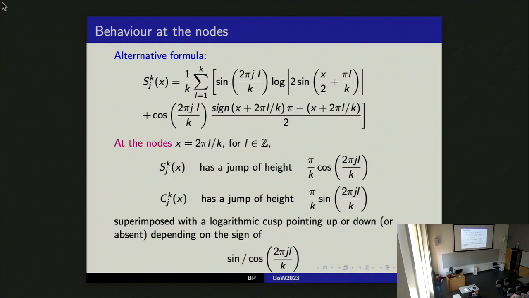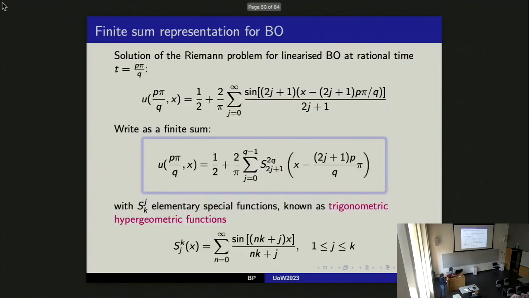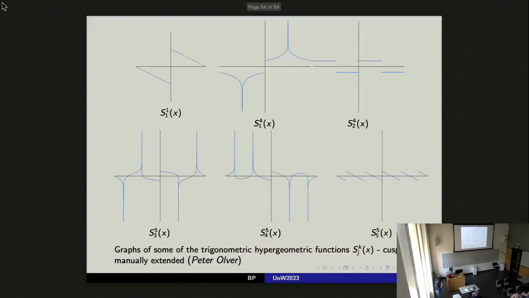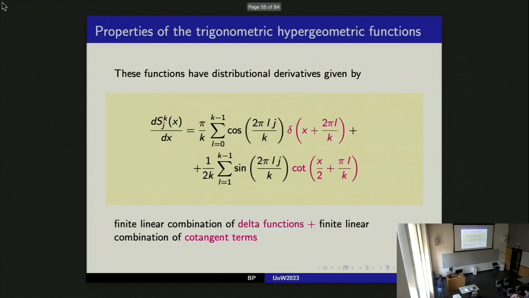That still didn't tell us anything about where the initial condition is. How does the discontinuity of the initial condition come in here? Of course, this is here because I chose that particular initial condition. So this is only valid for that initial condition. Okay, so this is just to plot some of these. And in these, Peter manually extended the cusps, not really to infinity. He couldn't do that, but longer than they were. And as you see, they're both cusps and discontinuities in these special functions.